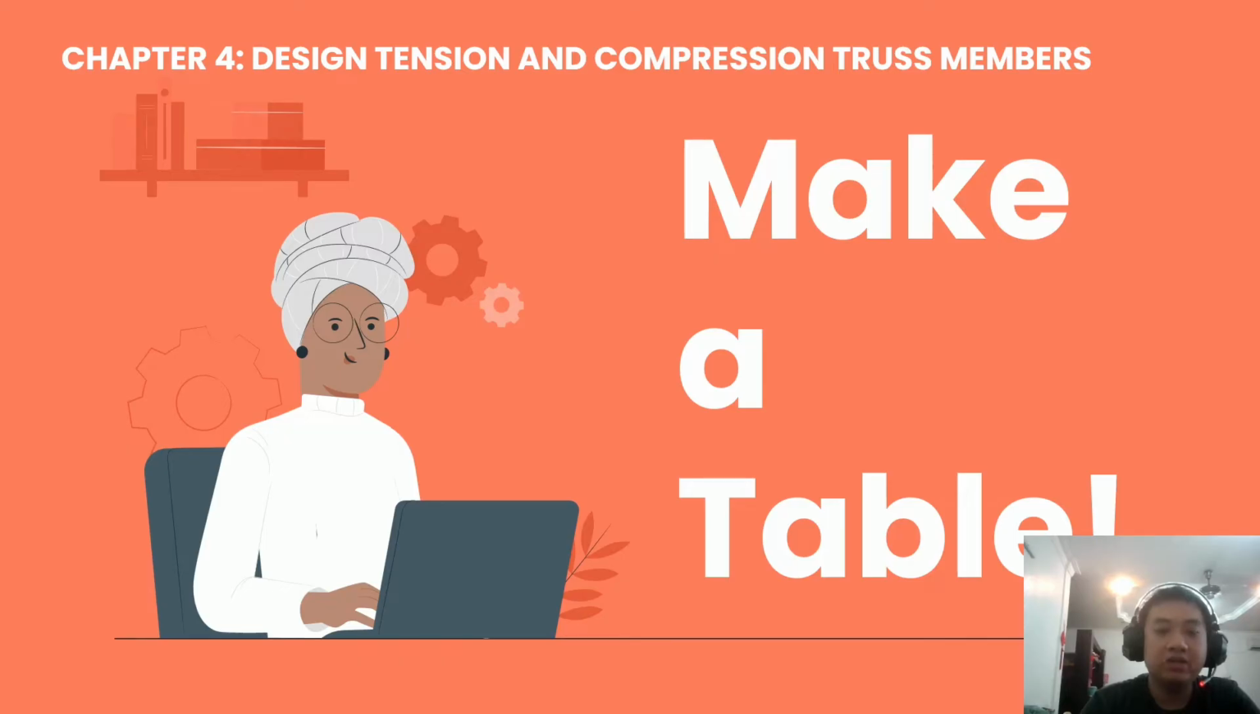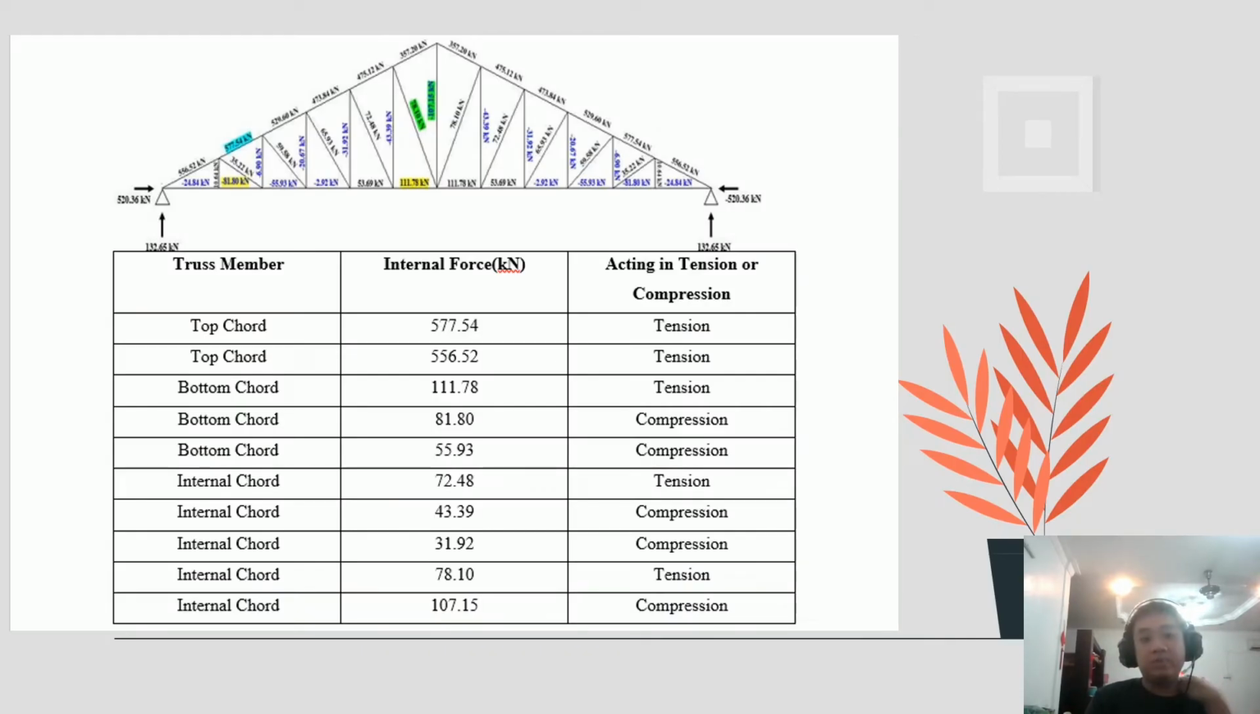Thank you. My name is Simin Losna. I want to present chapter 4, design of tension and compression truss members. First, we make a table. This table labels out the truss members, internal force, and whether they are acting in tension or compression. From this table, we know that there are 2 top chords, 3 bottom chords, and 5 internal chords. Then we do the calculation, and there are different internal forces, 5 in tension and 5 in compression. The figure above the table shows our design shape and the reaction flow.